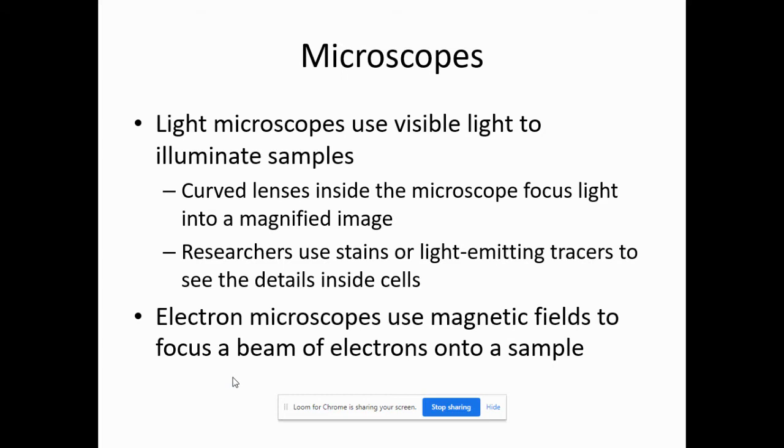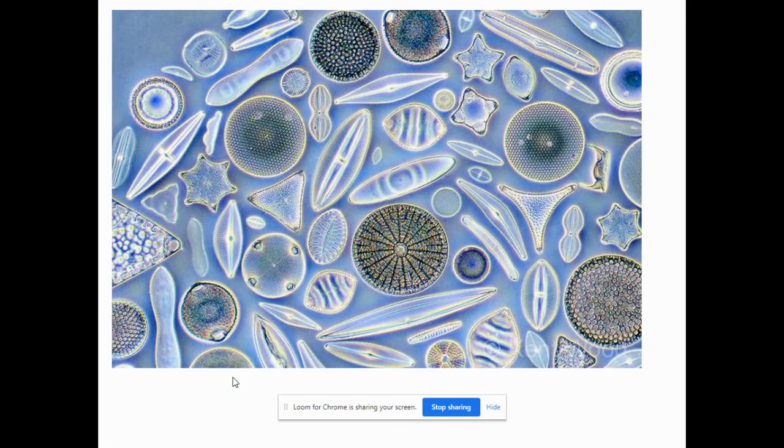Another major type of microscope are the electron microscopes. Instead of using light, they use magnetic fields to focus a beam of electrons onto a sample. Now, the drawback to electron microscopes is you have to kill the sample in order to see that sample with the electron microscope.